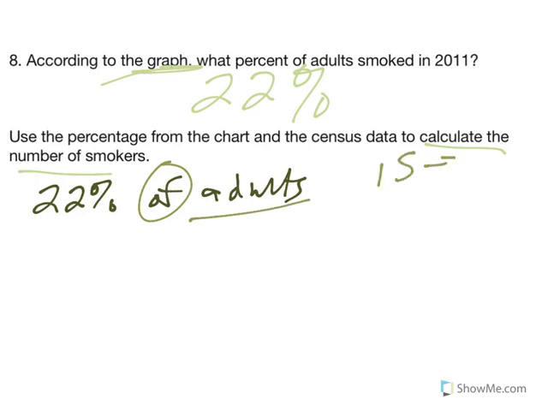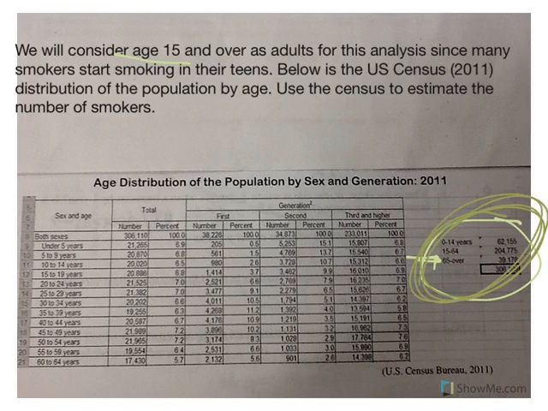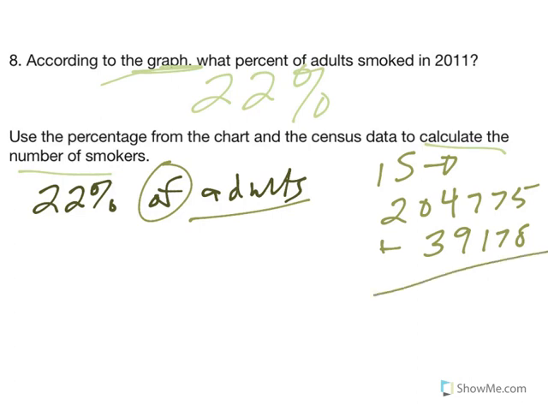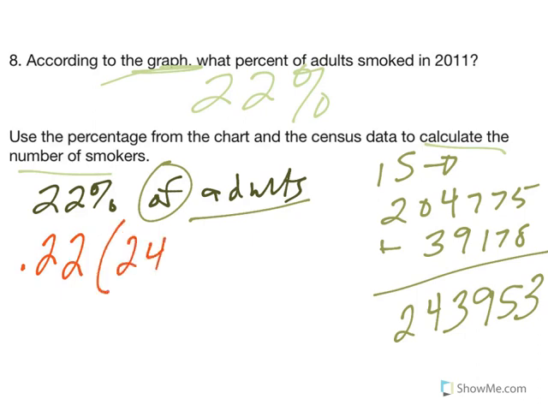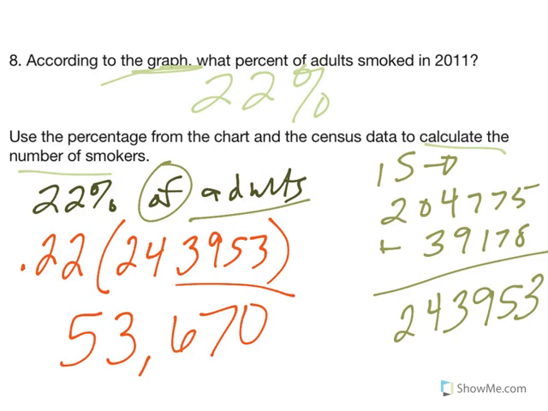So we know the adults are 15 and over, so I would take 204,775 plus the 39,178, and I'm getting this from this spot right here on the graph. And when I add those together, I get 243,953. So what does the word of mean? Well, of means multiply. So 0.22, right, 22% multiplied by 243,953. That's how many adults there are. And I get an answer of 53,670.